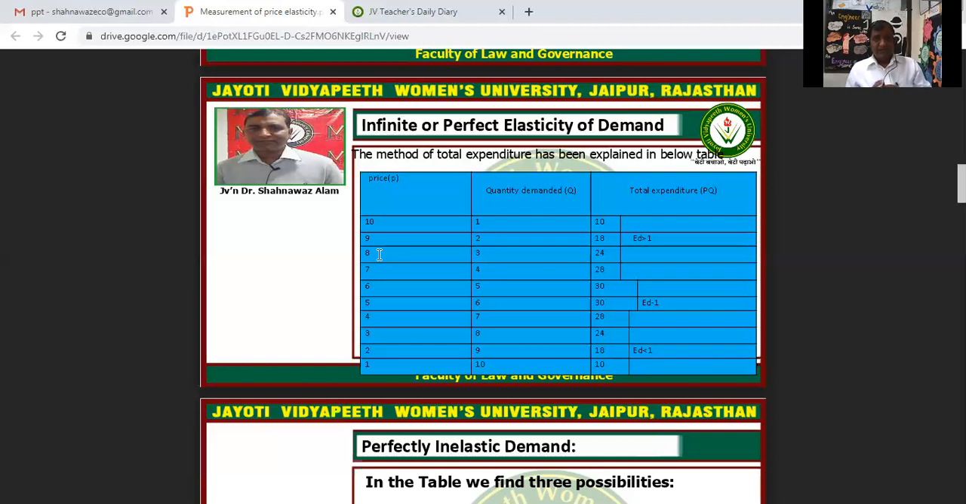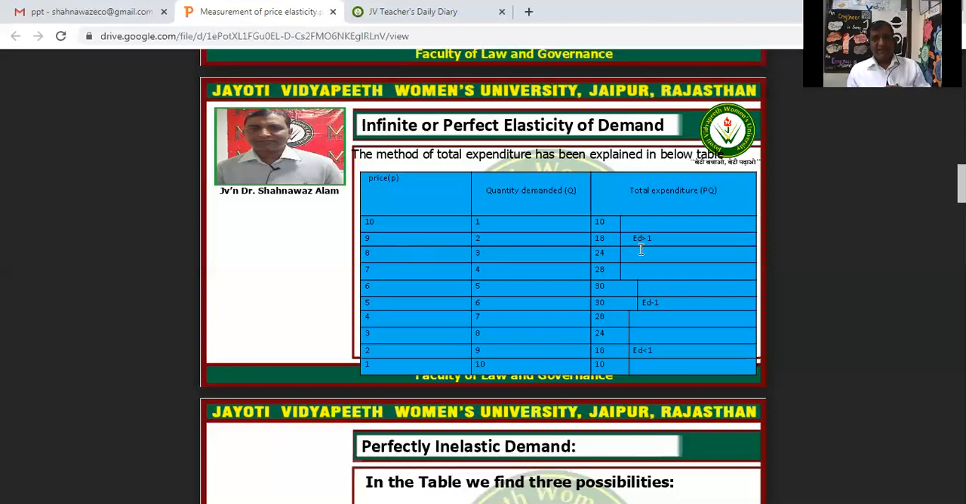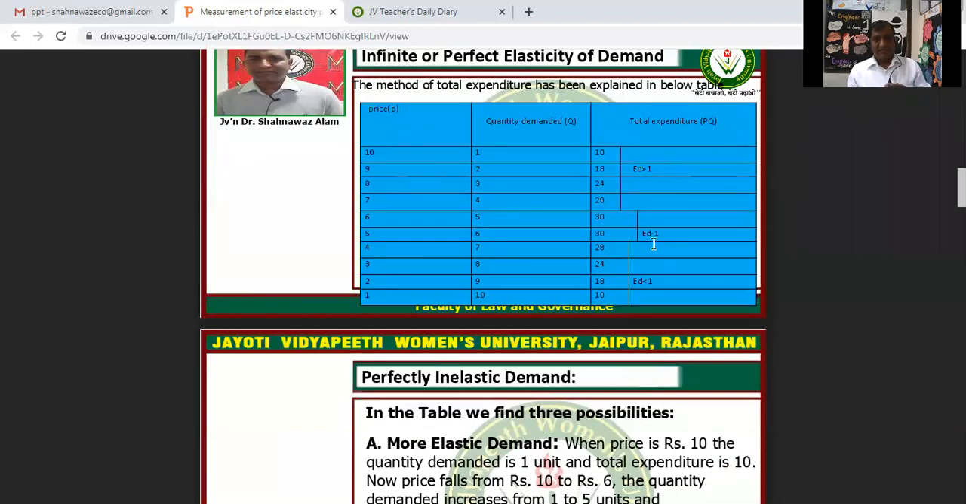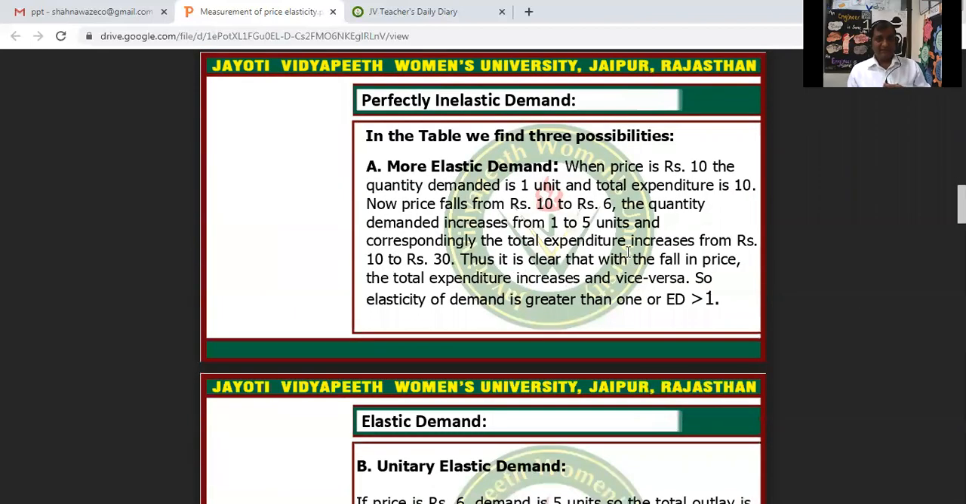We see that in the first 5 steps, ED is greater than 1, that means more elastic. In the next 3 steps, it shows unit elastic. And in the next 4 steps, it shows less elastic demand.